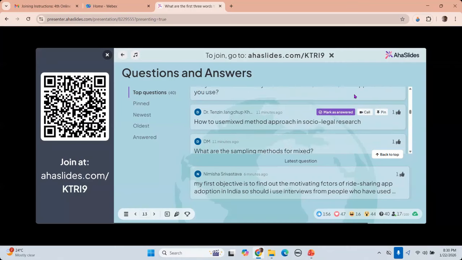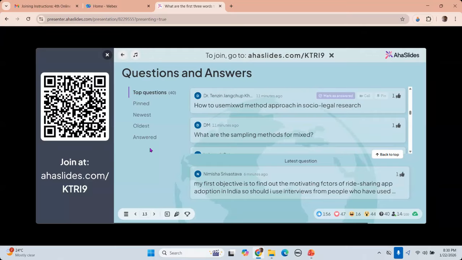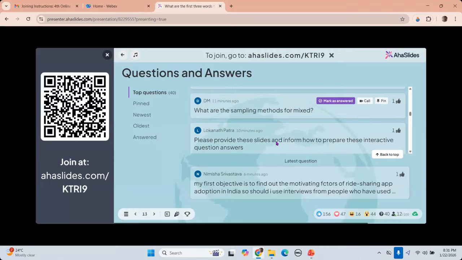And coming to the second question, what application? Application means, are you talking about which research design I have used, or which software I have used? Dr. Tenjin, how to use mixed method approaches in socio-legal research? I have answered earlier, from a legal research point of view. What are the sampling methods? I have already answered. We are going to combine both quantitative and qualitative.